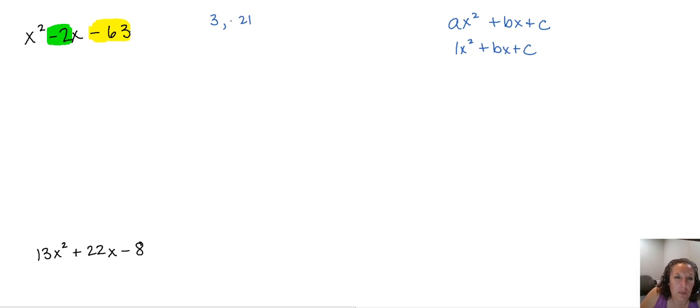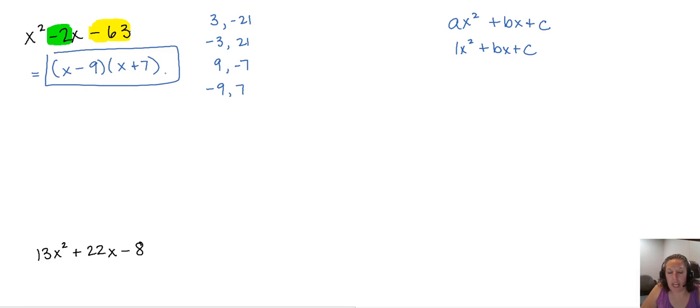Since it's a negative, we do want to make sure and look at the negative for both of those. 3 and negative 21, as well as negative 3 and positive 21. But if we add those two numbers together, we don't get a negative 2. So neither one of those are going to work. What about 9 and 7? And if we make that 7 negative, well, that's going to give us a positive 2. So we just need to flip those, make it a negative 9 and a positive 7. So our factors are going to be x minus 9 and x plus 7.